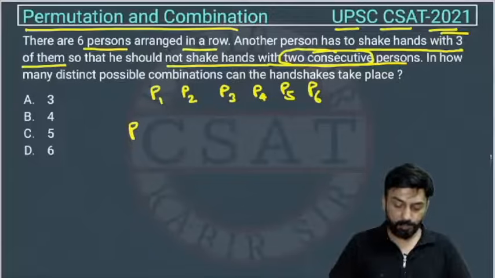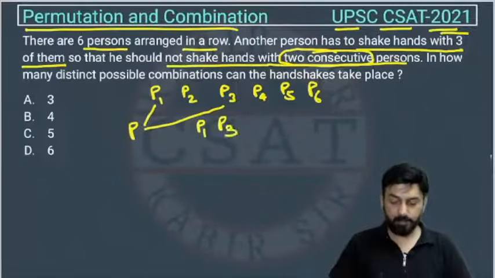So suppose this man is shaking hands with P1, then he will not shake hands with P2, then he will shake hands with P3, so he is shaking hands with P1, P3, right?